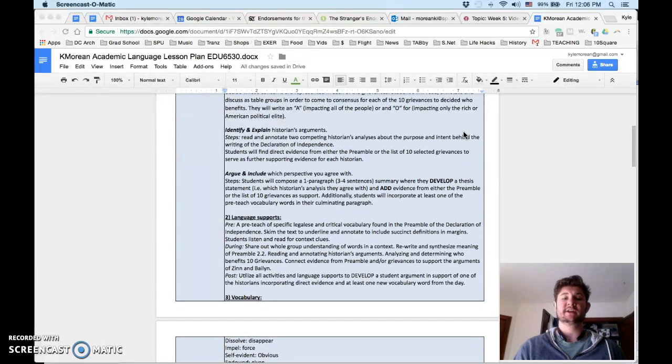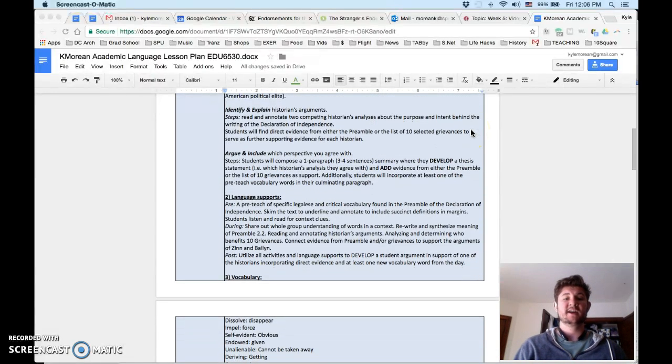For identify and explain the historians' arguments, the steps to do that, students will again read and annotate two competing historians' analyses about the purpose and intent behind the Declaration of Independence. Then students will find direct evidence from either the preamble of the Declaration or the 10 selected grievances to find supporting evidence for each of the historians' arguments. And then they will themselves argue and include, which is building towards that larger argumentative assignment from last week.